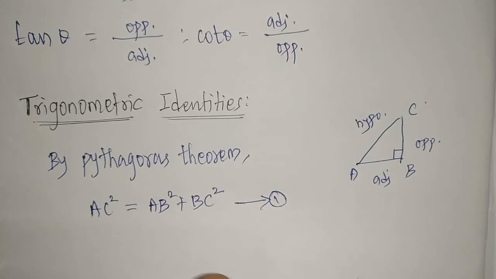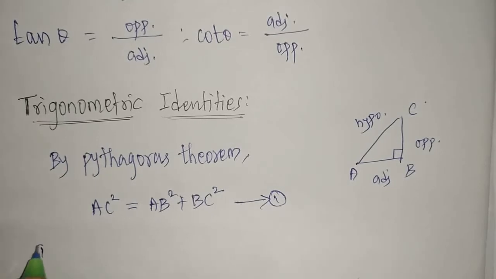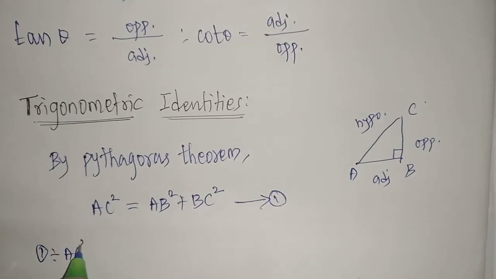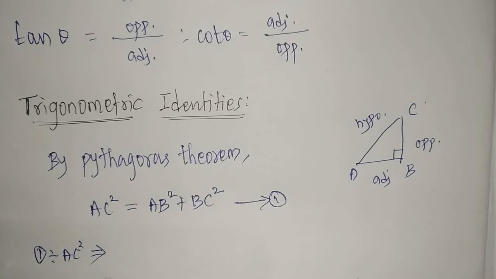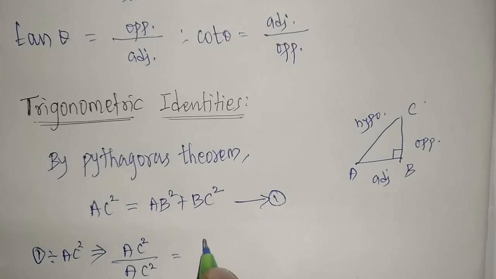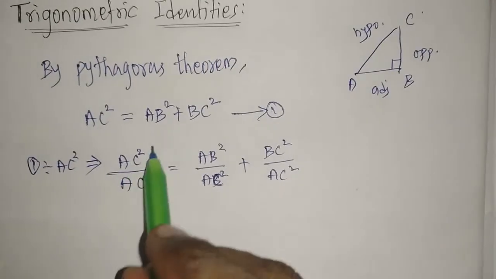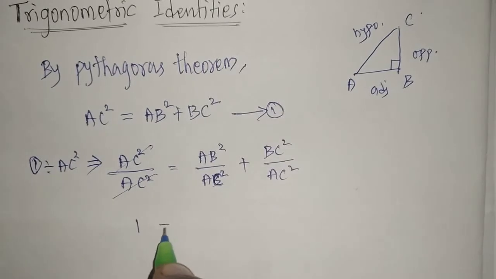Now we have three sides in the right angle triangle. Any one side you can take and divide by these three values, then you will get three trigonometric identities. First I am going to take AC. So divide equation 1 by AC square. Then what am I getting, let's see. Listen carefully. AC square divided by AC square, likewise AB square plus BC square divided by AC square. Now I am dividing by AC square, so this AC square cancels. Then I am getting here 1.